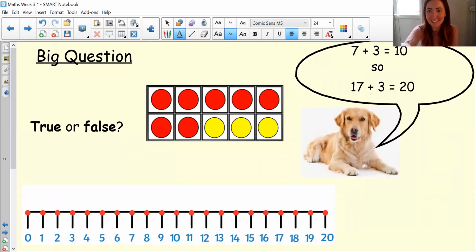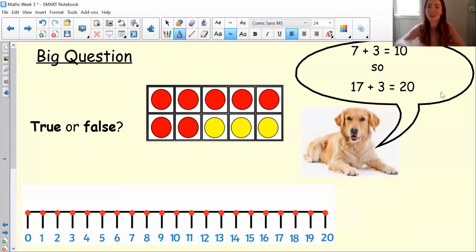Okay, hello Stevie. So what's Stevie saying today? Stevie is saying 7 add 3 equals 10. So 17 add 3 equals 20. Is that true or false? If you need to, take a moment here to work it out. But you might not need to if you remember what we were looking at yesterday.